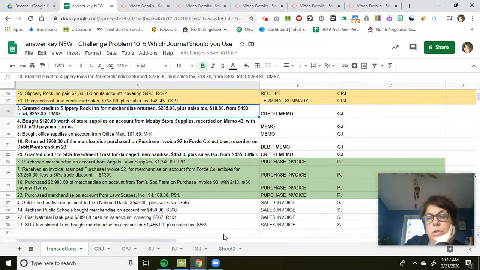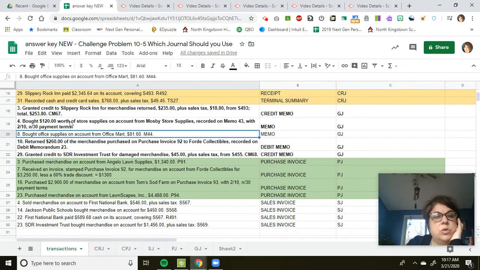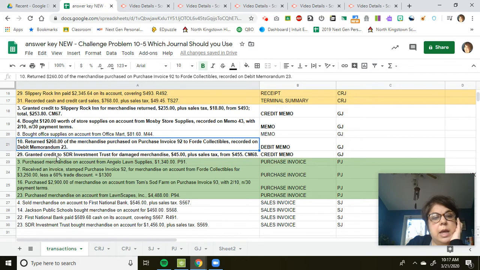And we're on the general journal. We're still in challenge problem 10-5. We're going to focus on these transactions where we granted credit, where we bought supplies on account and store supplies, where we returned merchandise, and then again when we granted credit.